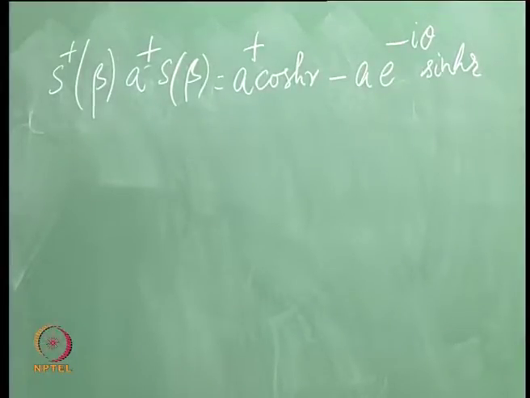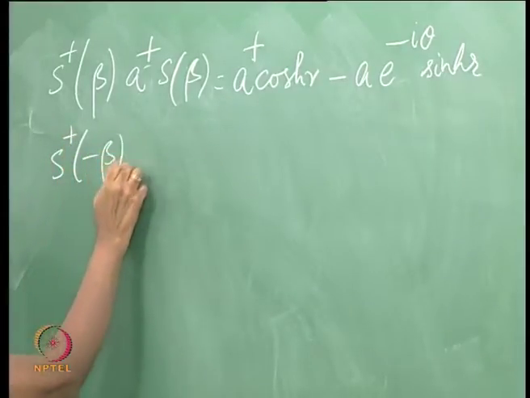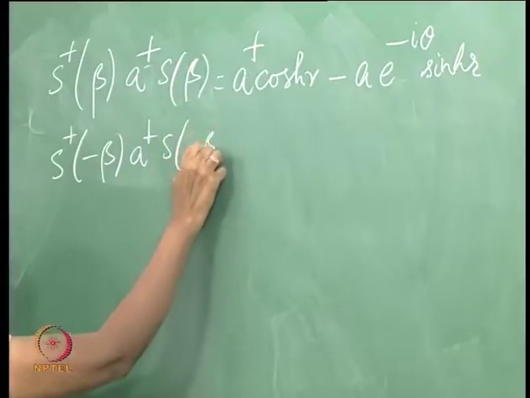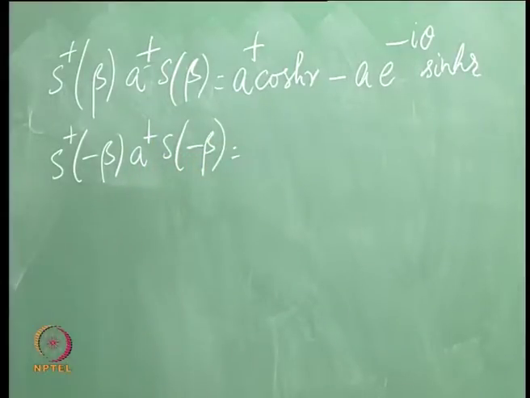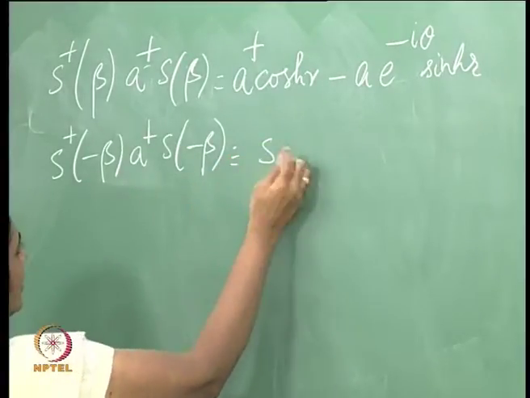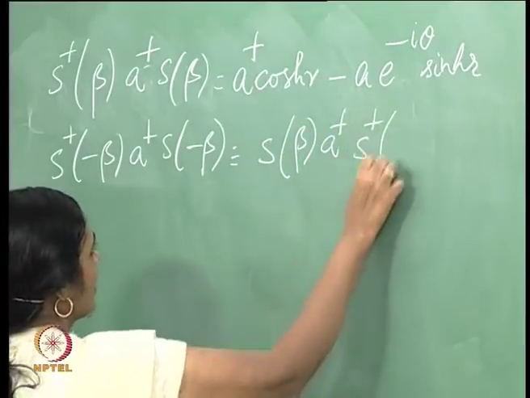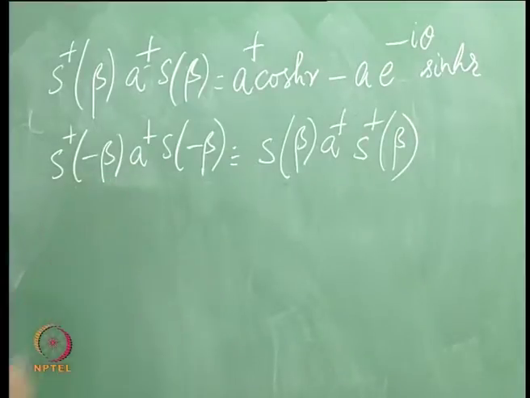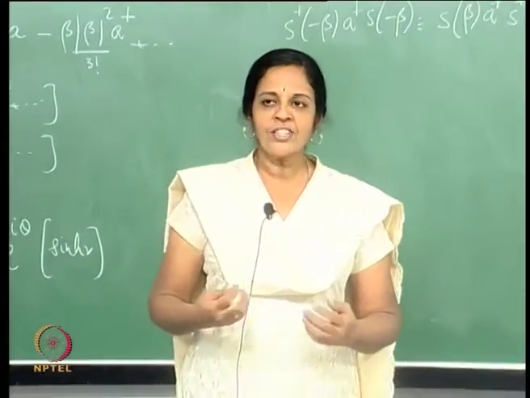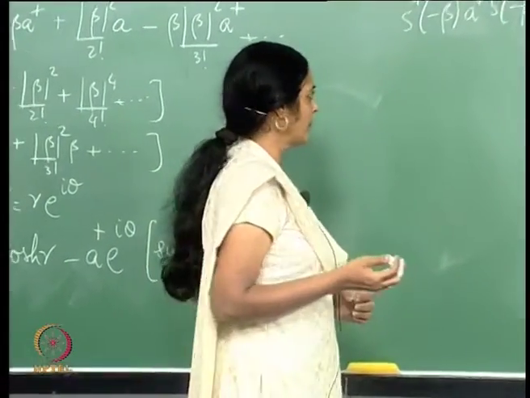Now, let us consider S dagger of minus beta A dagger S of minus beta. Simply means replace all betas by minus betas, but that would just be identical to S of beta A dagger S dagger of beta, because S dagger of minus beta is merely S of beta. These relations are good to know and remember, because right away we will be looking at a very interesting quantum superposition, which is the squeezed vacuum.